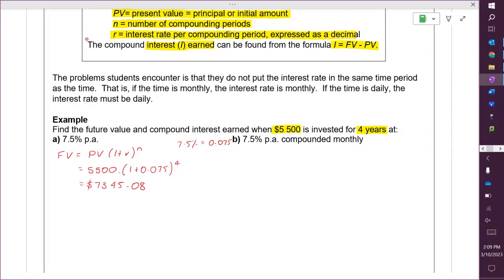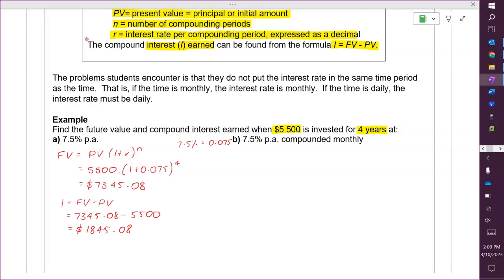So this tells us the amount that's in the account. It doesn't tell us just the interest earned alone like our simple interest does. So that's why we have that extra step to find, well, what was our interest? So we take our future value minus our starting value. So we get 7,345.08 minus our $5,500 to tell us that we earned $1,845.08. So nice and straightforward for that one.